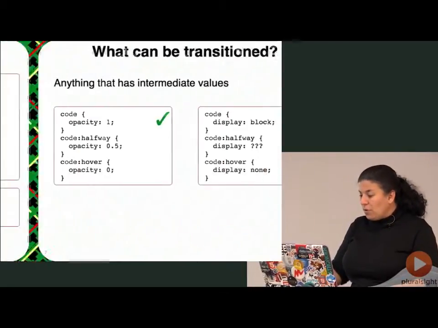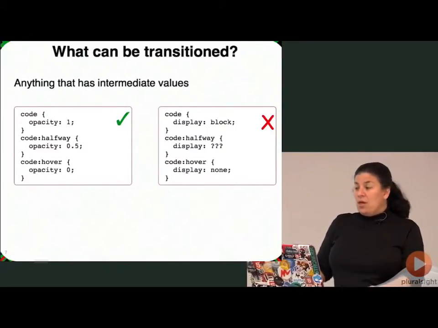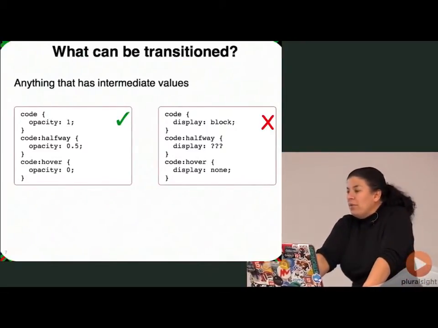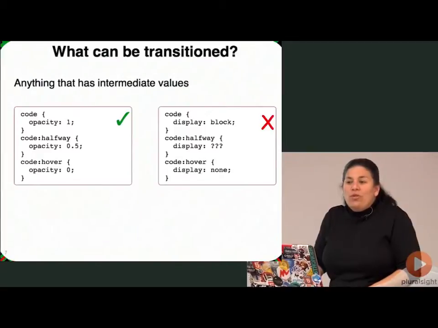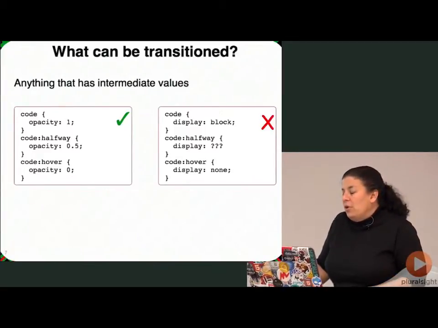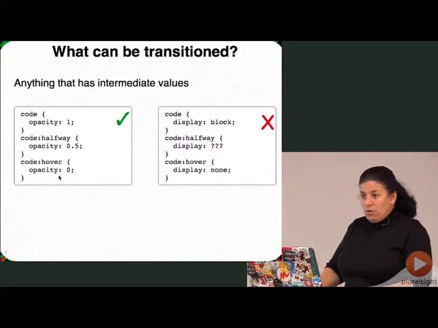Okay. So what can be transitioned? What properties can be transitioned? They're going to try to make it so that any property is transitionable, but right now it's only properties where you can figure out what an intermediate value is. So for example, code opacity 1 to opacity 0, what's the midpoint?